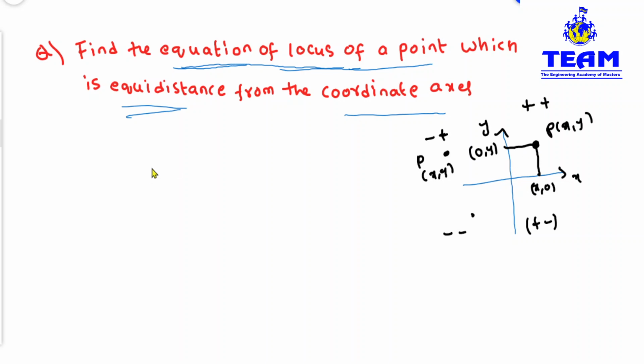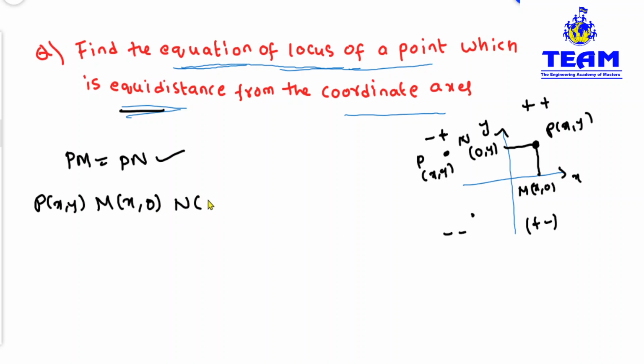Okay friends, then what we require is the locus of a point equidistant from the coordinate axes. Let the points be M (x, 0) and N (0, y). Now equidistant from the coordinate axes means you can say PM is equal to PN. This is the geometrical condition. Now what is P? P is a point on the xy plane, that is (x, y), and M is the point (x, 0). Next, N is here (0, y).